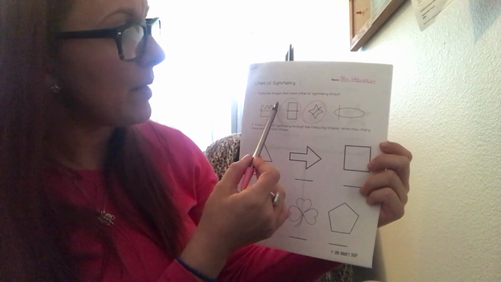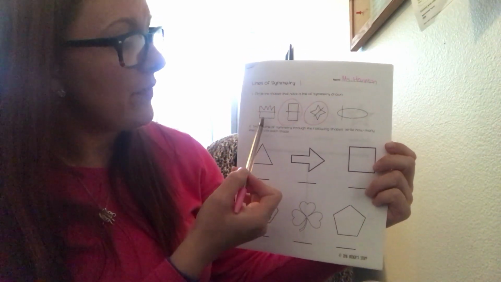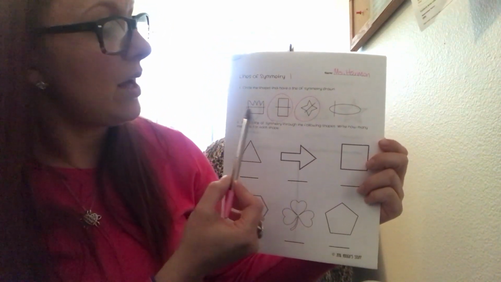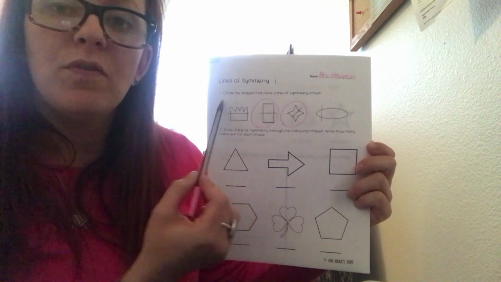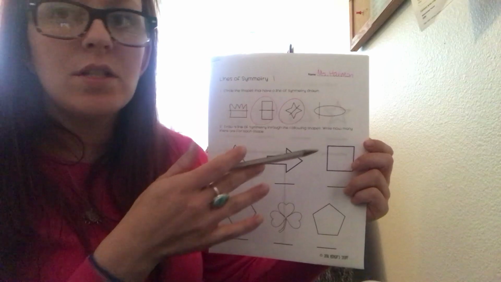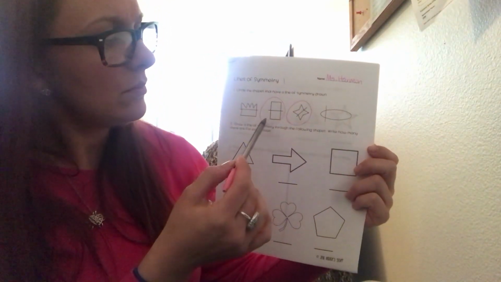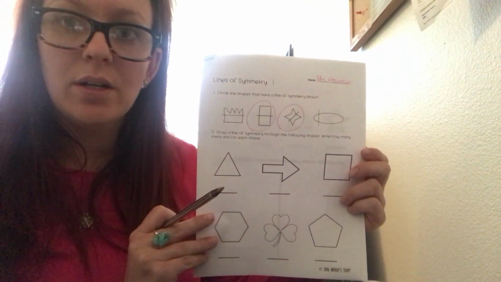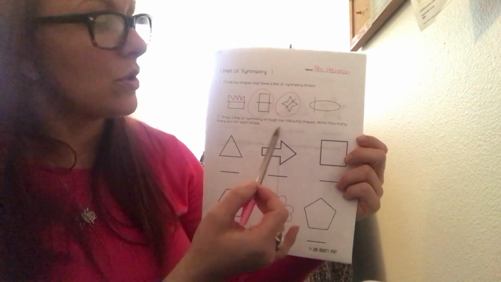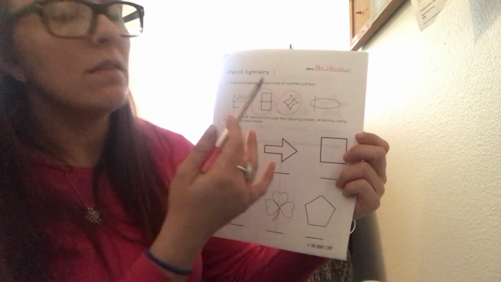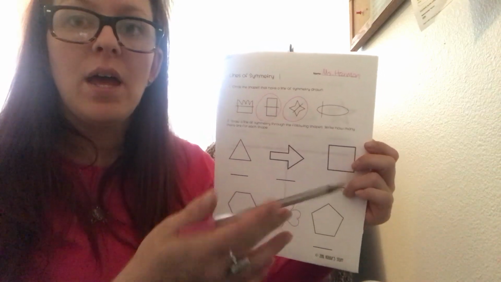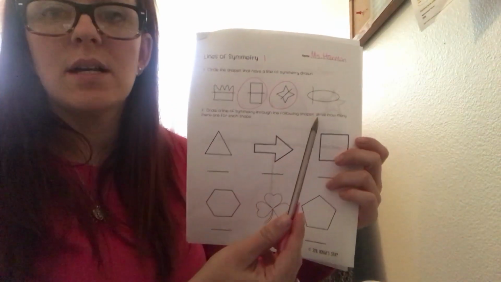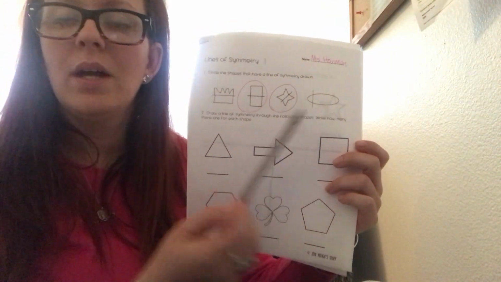Number 1, circle the shapes that have a line of symmetry drawn. If you look at number 1, this is not a shape, it's an irregular shape. They do have a line drawn through the middle horizontally, but if you fold over the top, it's uneven, so it's not a line of symmetry. Number 2 is a rectangle. It has a line drawn through the middle, so does that show a line of symmetry? It does. Go ahead and circle it. Number 3, it has a line drawn through the middle, so if you fold it over in half and it's even, it has a line of symmetry. And the 4th one is an oval. It does have a line drawn through it, but it's not through the middle, and so it doesn't have a line of symmetry.